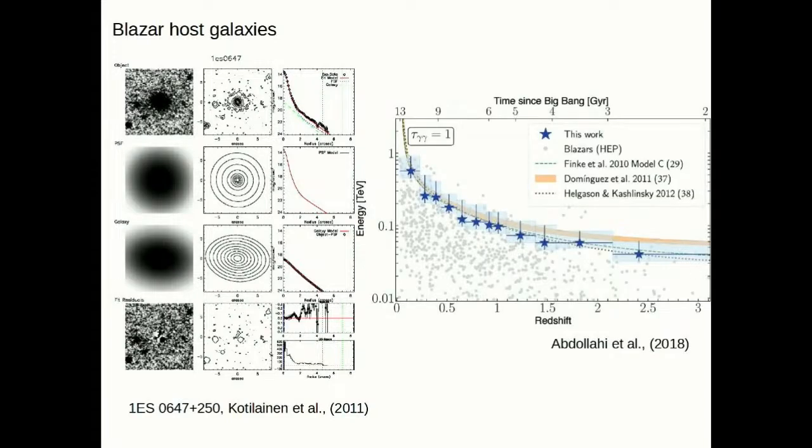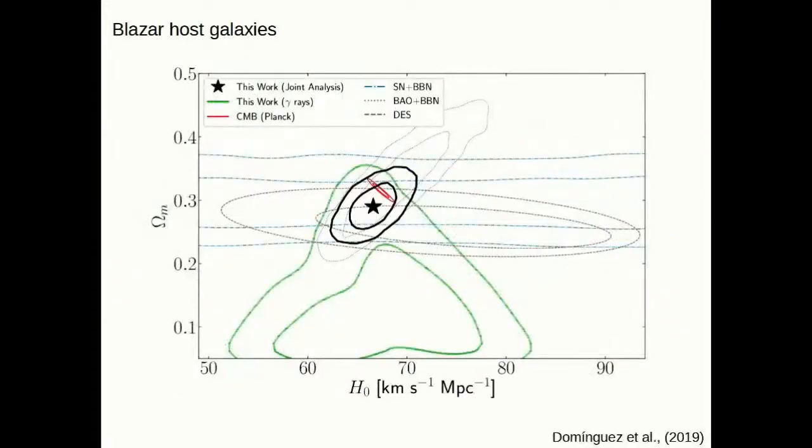So that's the maximum gamma ray energy versus redshift. And that envelope is really that extragalactic background light. It's very sensitive to the properties of that, which are in turn very sensitive to the matter content of the universe and the expansion rate. So if you have good constraints on your EBL, you can actually turn them into constraints on the cosmological parameters. And this is a recent attempt trying to do that.